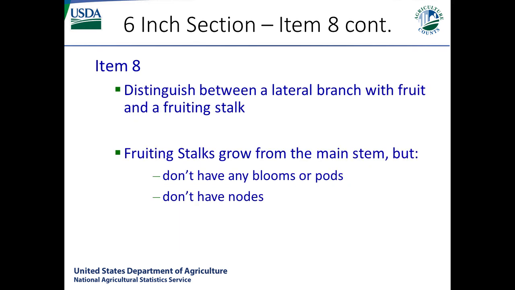A lateral branch must contain at least one node and at least one flower of some kind, bloom or pod. A fruiting stalk also originates from the main stem, but has no flowers or nodes. Nothing on a fruiting stalk is counted except, of course, the node on the main stem where the fruiting stalk originates.